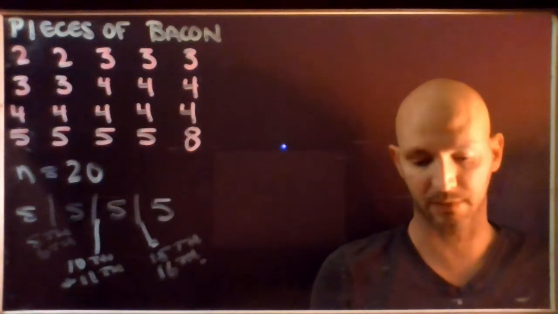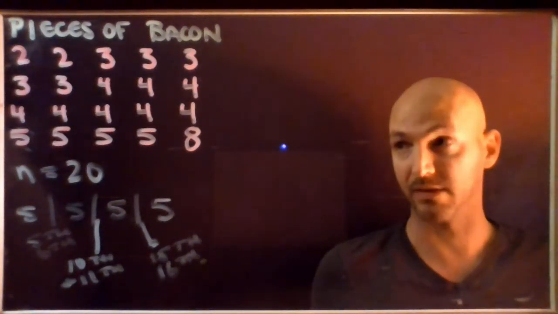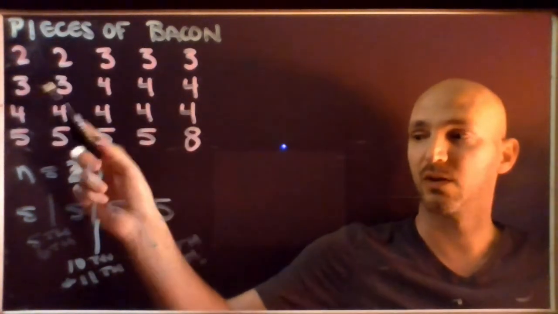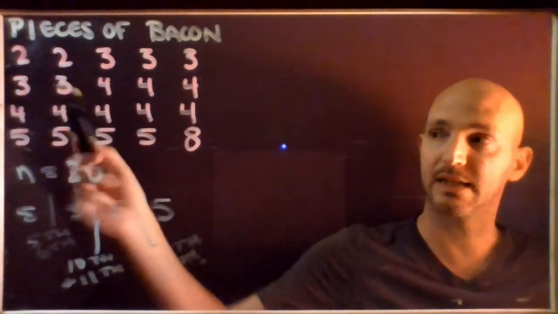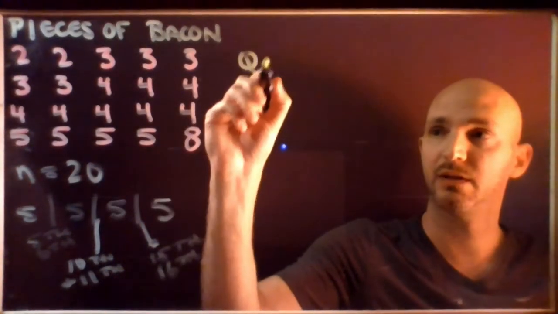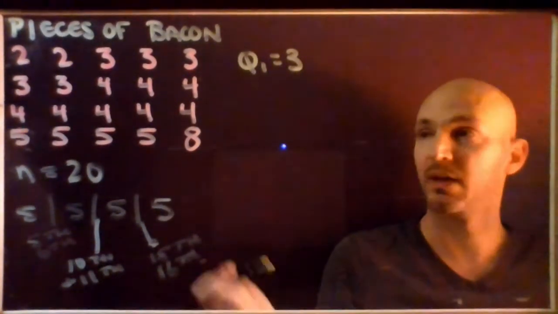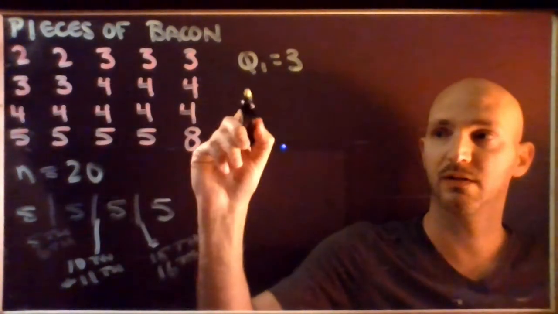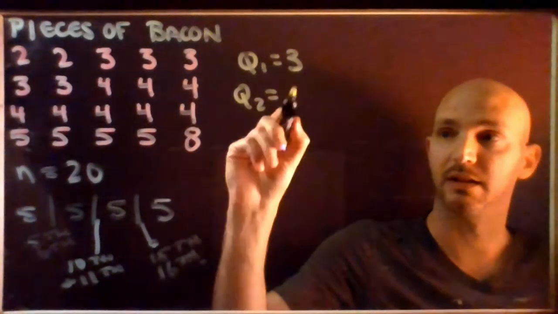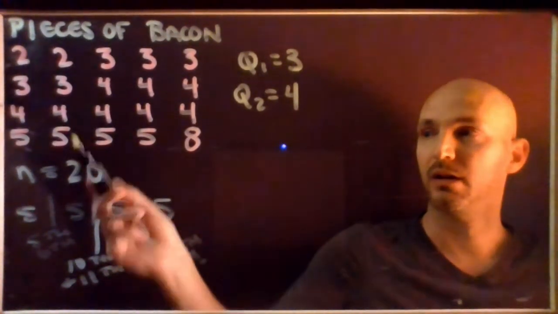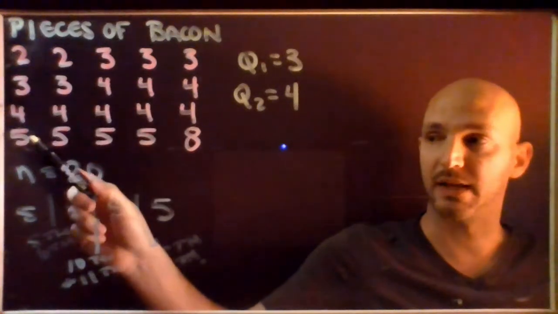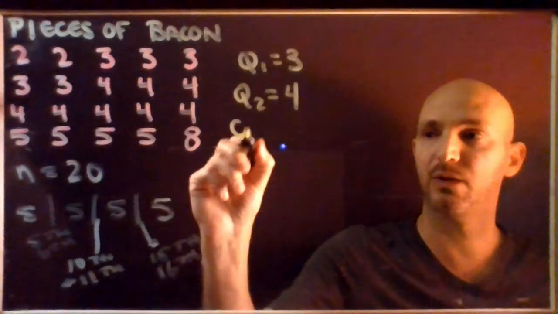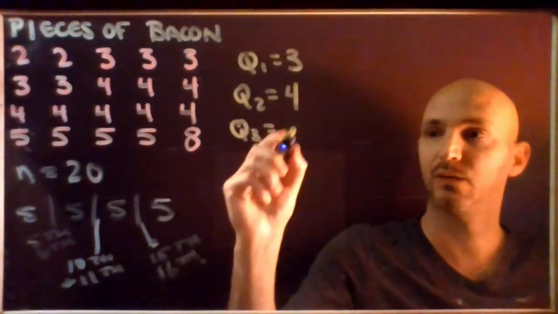So if I start counting up there, I'm going to switch my markers because this one doesn't seem to be working anymore. 1, 2, 3, 4, 5. So my 5th data point is a 3, my 6th is a 3, so my Q1 value is 3. My 10th data point will be a 4, my 11th is a 4, so Q2, or the median, is 4. My 15th data point is a 4, and my 16th is a 5, so halfway between 4 and 5 would be 4.5, so my Q3 is 4.5.